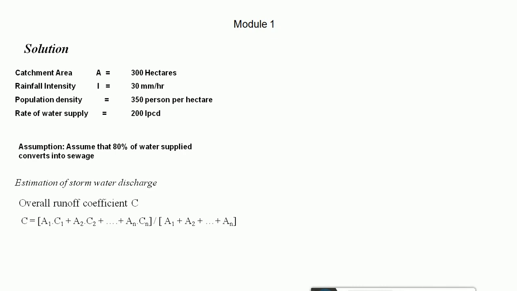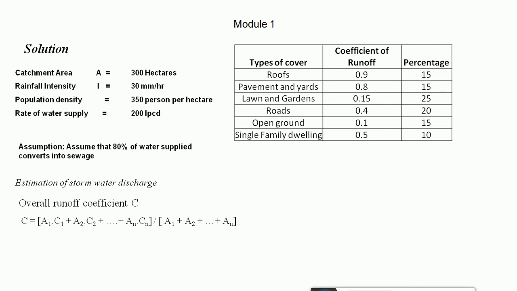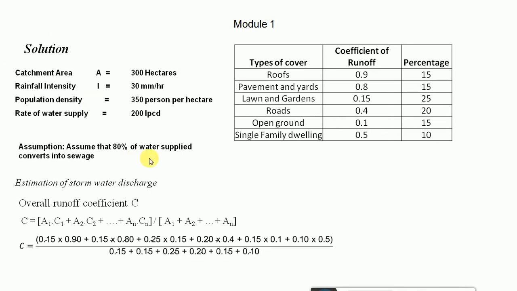So the data given here: total area is 300 hectares, intensity of the rainfall is given directly as 300 mm per hour, and population density is 350 persons per hectare. The rate of water supply for that population is 200 LPCD, and we are assuming that 80% of the water supply will be discharged as sewage. Considering that, first we will find the total coefficient of runoff.